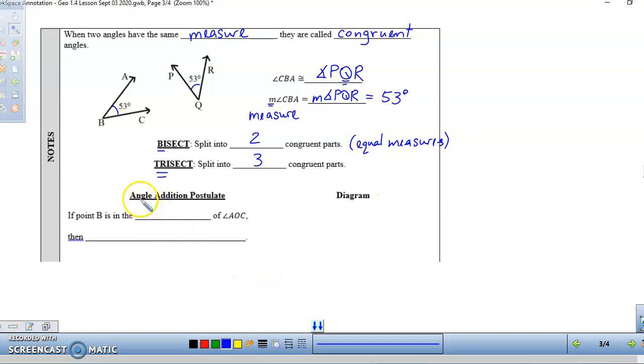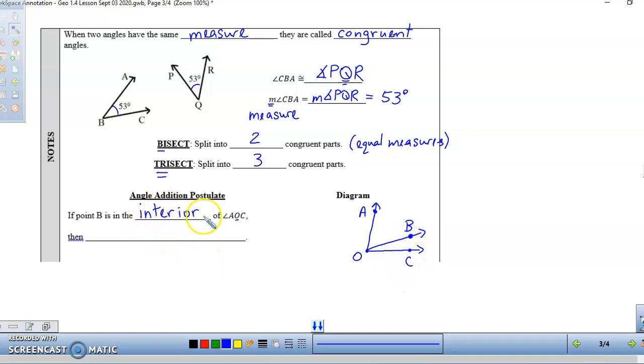Okay, last big concept is the angle addition postulate. So if I have a picture over here, and if point B, the technical word here, is in the interior of angle AOC. So let's label AOC. O is going to be the corner or the vertex. And then A and C can go on either of the sides. Okay, so point B in the interior is this region here. So I'll just put B right here.